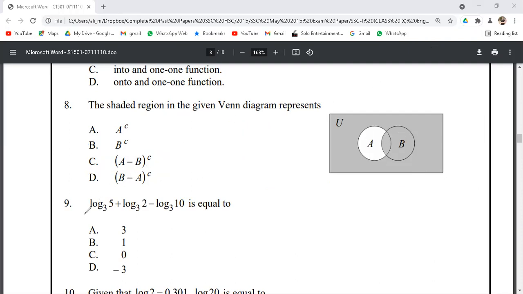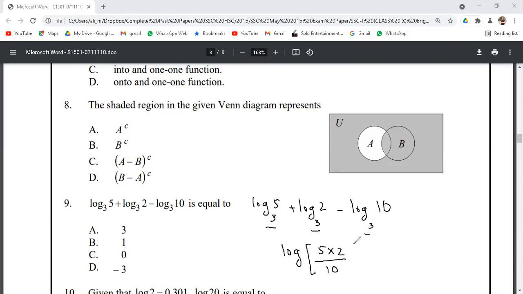So let's see question number 9, that is from our chapter Logarithm. We have to solve this logarithmic expression in which we have log of 5 to the base 3 plus log of 2 to the base 3 minus log of 10 to the base 3. As we can see, these three terms have the same base, so we can write this expression as a single log in which plus logs are multiplied and the negative log is divided.